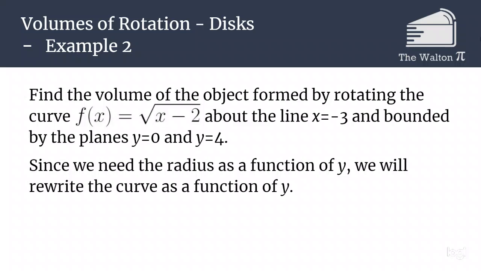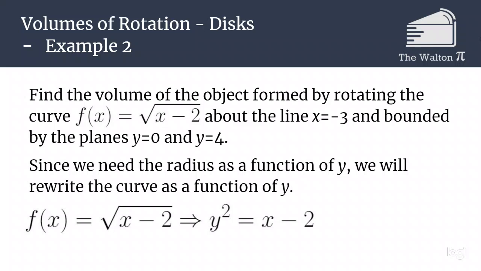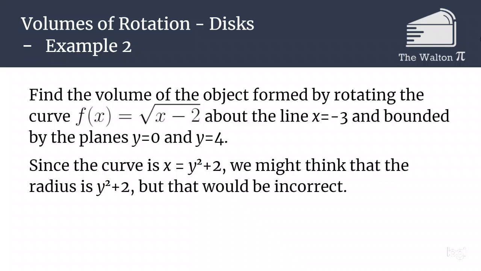Since we first need to write the radius as a function of y, we need to rewrite the curve as a function of y. So we have f of x is the square root of x minus 2. That means that if we were to say that y is the square root of x minus 2, squaring both sides would give us y squared equals x minus 2. So x is equal to y squared plus 2. Since our curve is x equals y squared plus 2, we might think that the radius is just going to be our function, y squared plus 2. But that's not going to be correct.